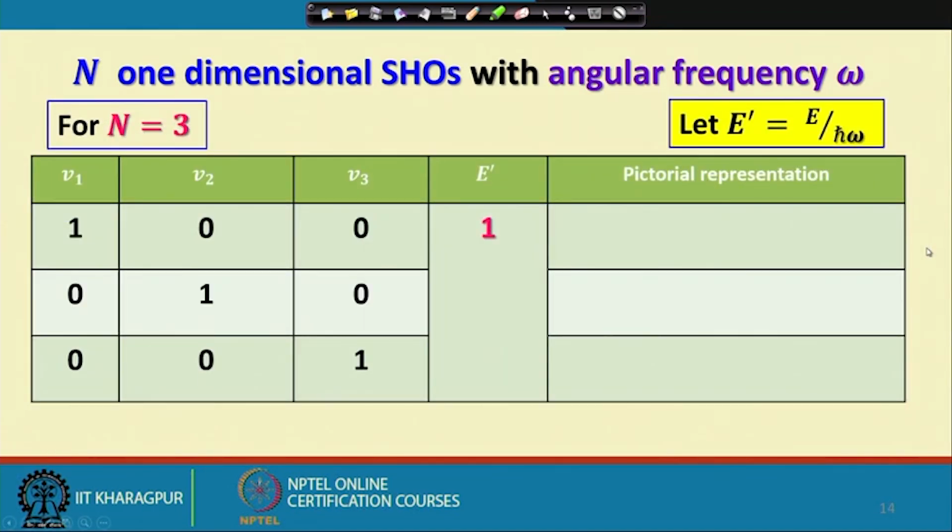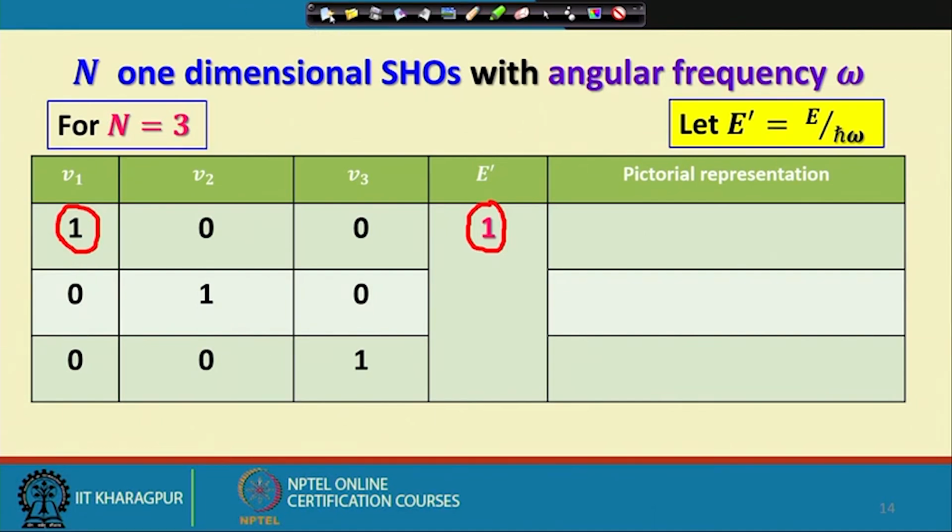Now, let us consider the same system comprised of 3 one-dimensional simple harmonic oscillators, but now with E prime equal to 1. Okay? E prime equal to 1 means that E is equal to h cross omega. Now, I can achieve this total energy in 3 possible ways. While the second and the third oscillators remain in their corresponding lowest energy states, I can have the first oscillator occupying the first excited state. So, this is V1 equal to 1.